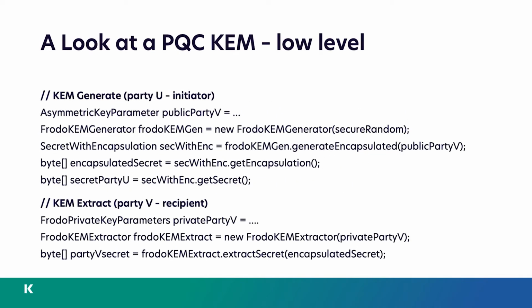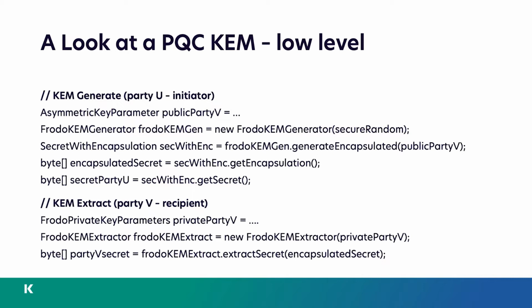So here's how it actually looks in practice using the low-level API in Bouncy Castle. Basically, we generate a key pair. In this case, we've generated a Frodo key pair. Public party V is, of course, the receiver. So here is an example of a PQC KEM using the low-level Bouncy Castle API. In this case, what we've done is we've actually generated, before trying to do this, a Frodo key pair. And it's got names ending with party V because the Frodo key pair has to be held by the recipient party. Now, public party V is, of course, party V's public key.